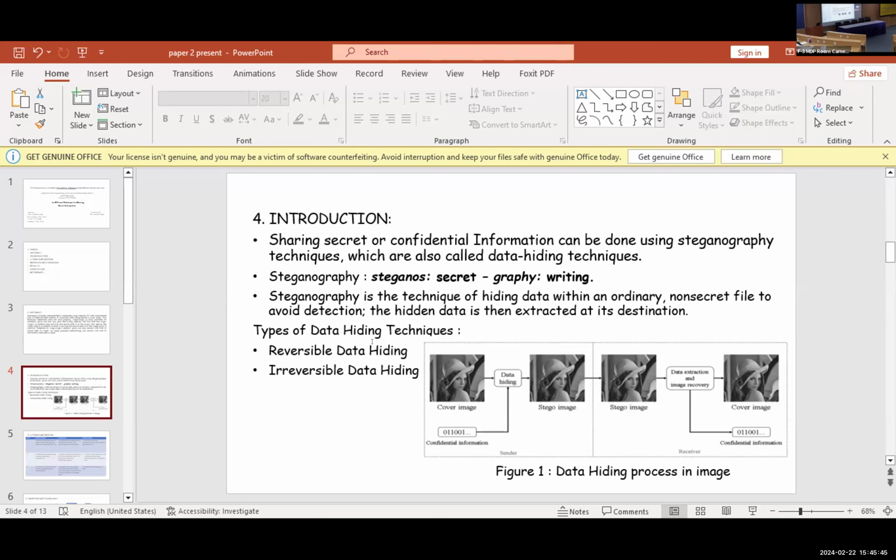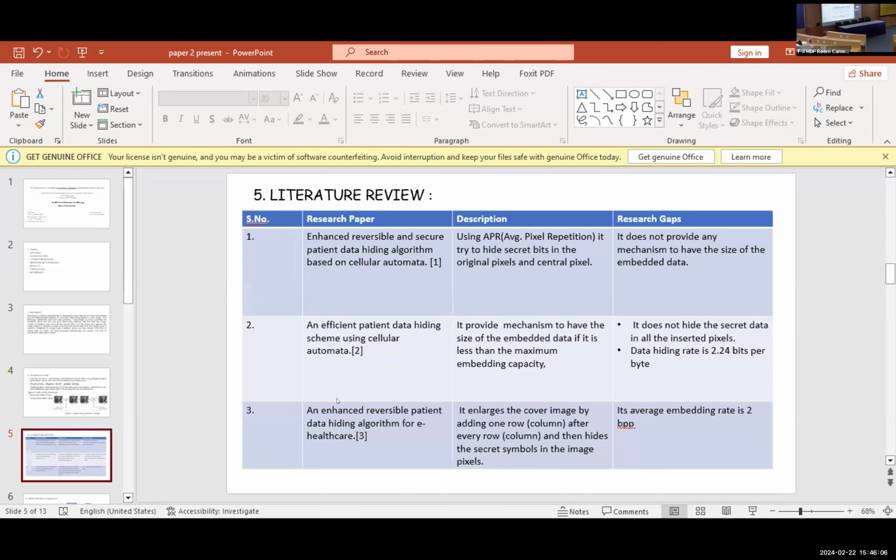There are two types of data hiding technique: reversible and irreversible data hiding. In reversible data hiding, we can easily extract our original image at the receiver side as well as the secret data. But in irreversible data hiding, we can recover the secret data but can't recover the original image in its intact form. So this is my literature review.